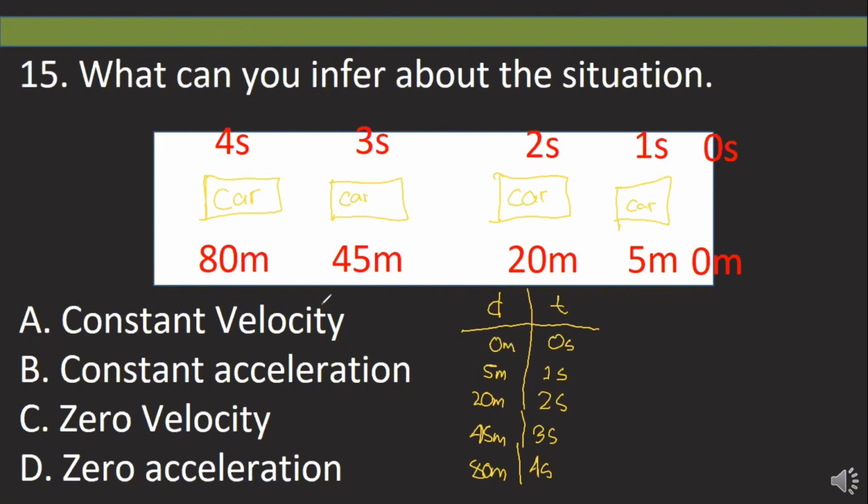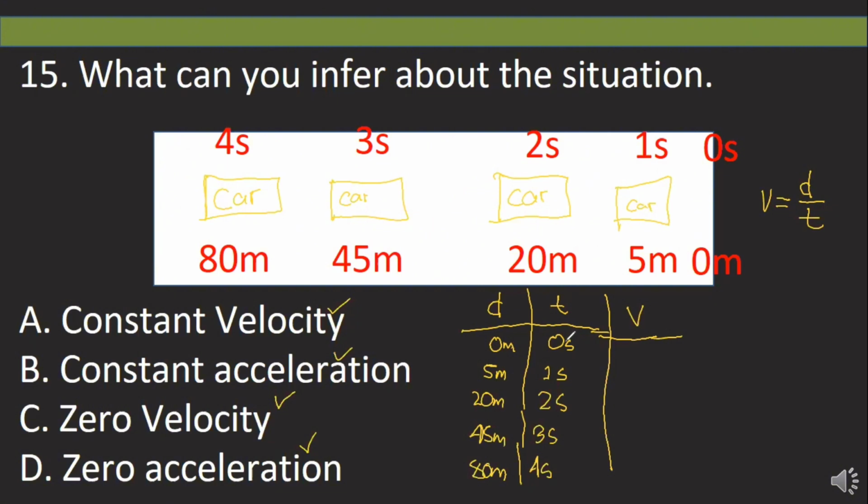Since the one being asked here is whether it's constant velocity, constant acceleration, zero velocity, or zero acceleration, let's try to compute its velocity and acceleration. So let's create another table here. Let's compute the velocity first. Remember the equation to get the velocity is distance over time. So let's just simply divide distance over time.